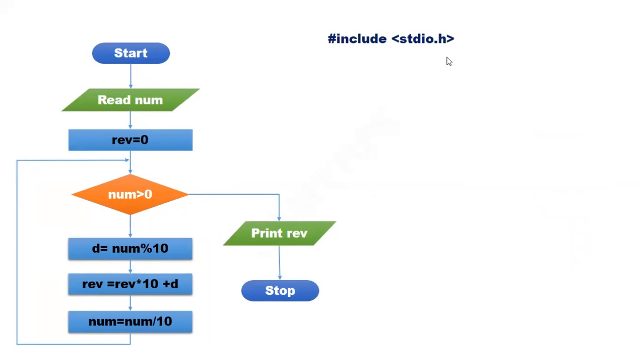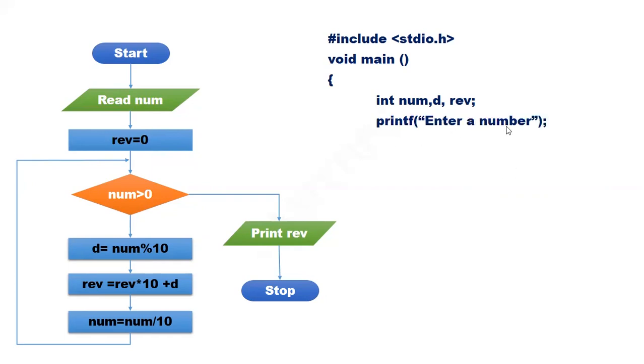Hash include stdio.h, void main, open curly brace. We require variables num, REV and d. So we can declare them as integer variables: int num, d, REV. The first step is to read the value of num. So we write printf, enter a number, scanf, %d, comma ampersand num. Next step is initializing REV equal to 0.